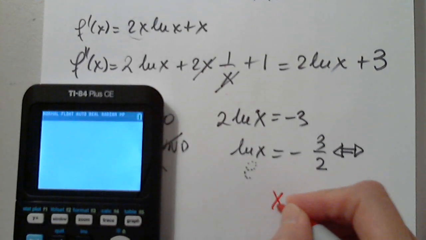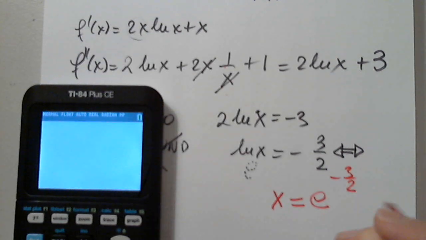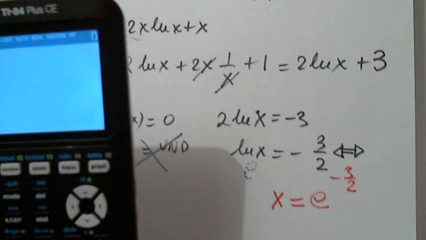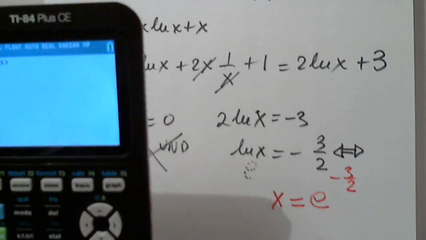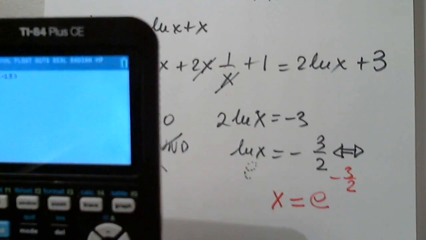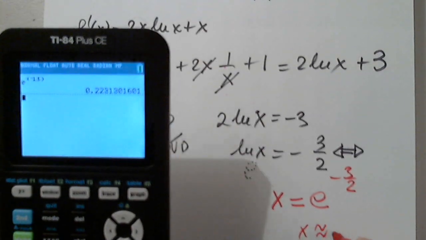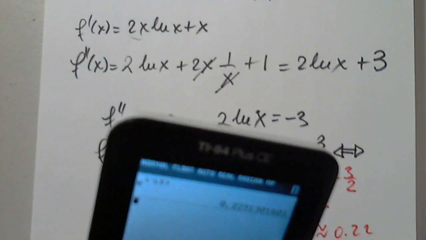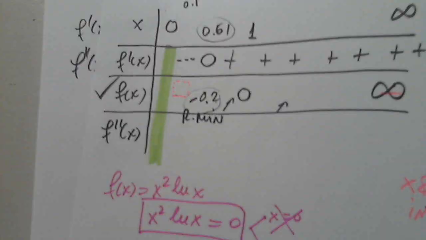E to the power of negative 3/2 equals x. Excellent. So I put in e, and in parentheses, negative 1.5. That's what this is. Okay, got it. So x is approximately 0.22. Yes, of course it's 0.22.